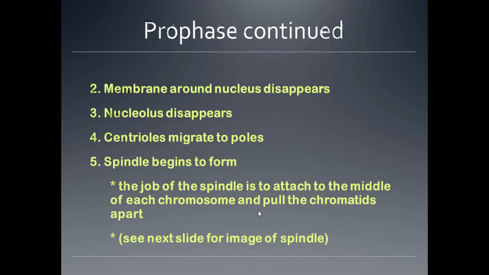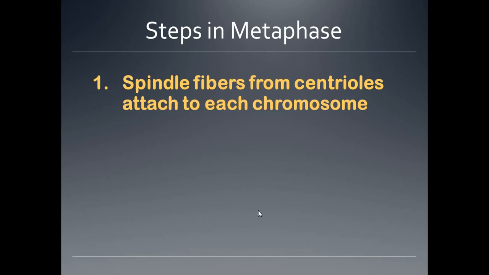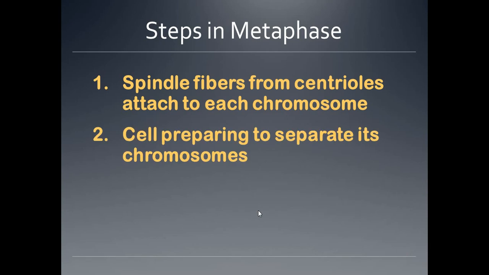So backing up for just a second. Think of prophase as the beginning, pro as pre. This is before anything really starts to happen. The next step is metaphase. In metaphase, the spindle fibers from the centrioles attach to each chromosome. So here's where these fibers actually attach to the chromosome. And the cell gets ready to separate those chromosomes and pull them apart.